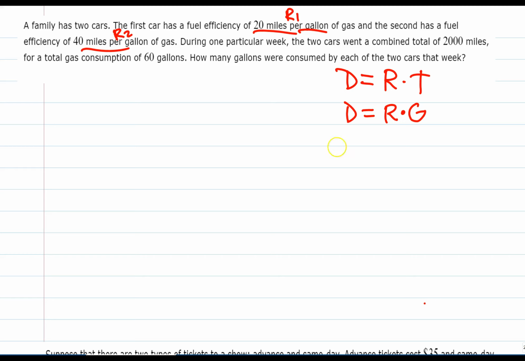So the first car can go a distance of, what's the first rate? Yeah, 20 times, do we know how many gallons? We don't, do we? So I'm just going to put G. Okay? The second distance is going to be the rate, which is what? Times however many gallons that has.